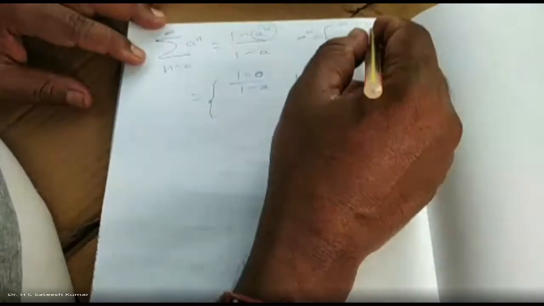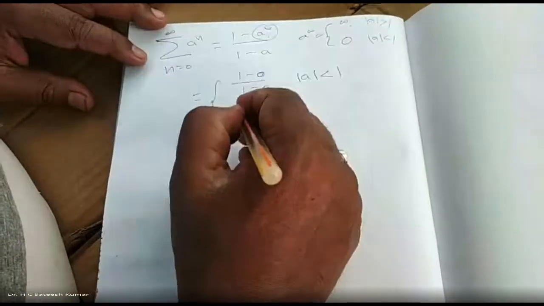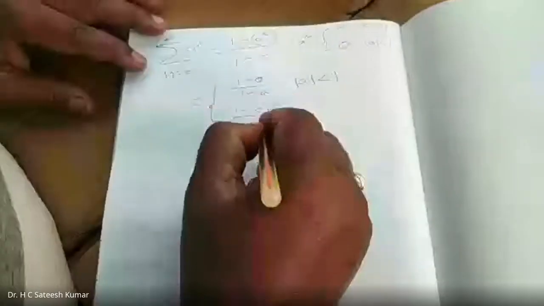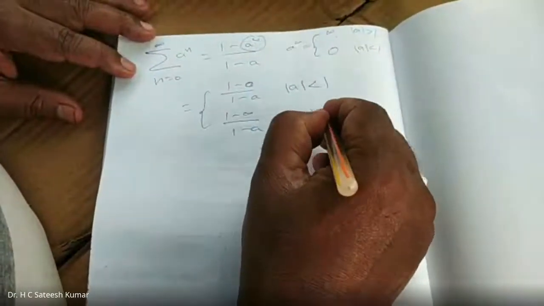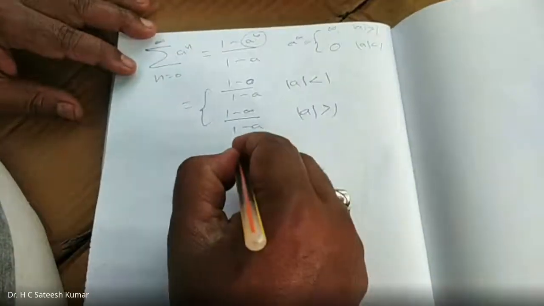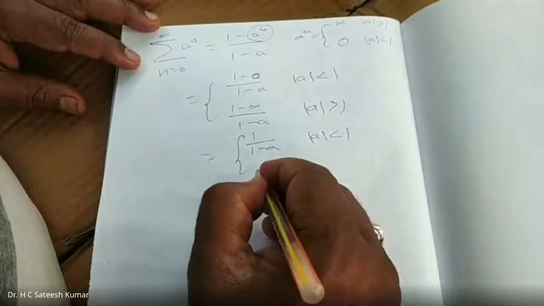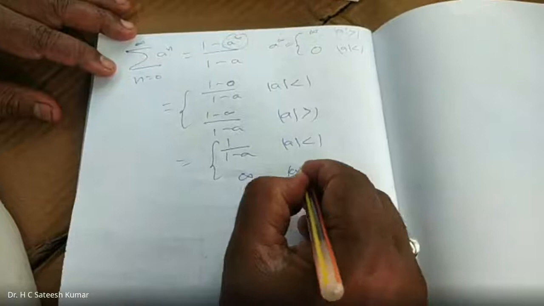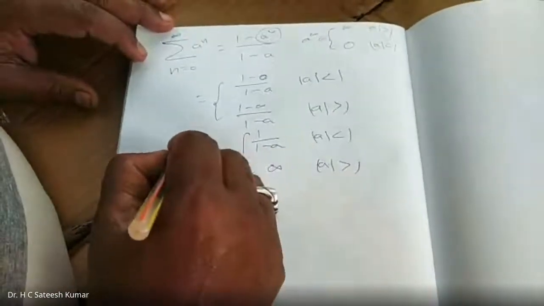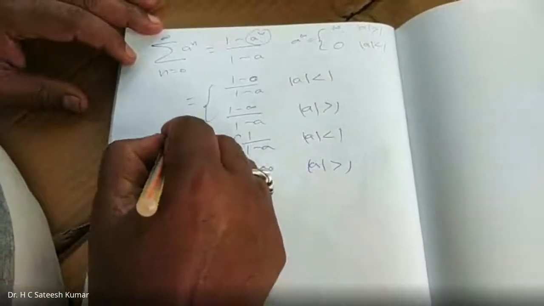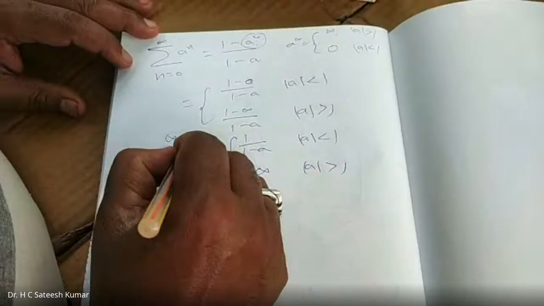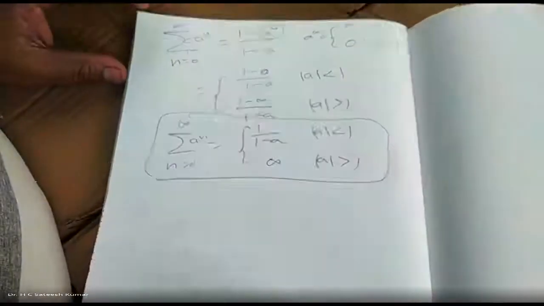For a greater than 1, it means infinity: (1 minus infinity) divided by 1 minus a for magnitude of a greater than 1. It is equal to 1 divided by 1 minus a for magnitude of a less than 1 and is equal to infinity for magnitude of a greater than 1. Summation n varies from 0 to infinity. So that's how we get the result. Next, fourth one.